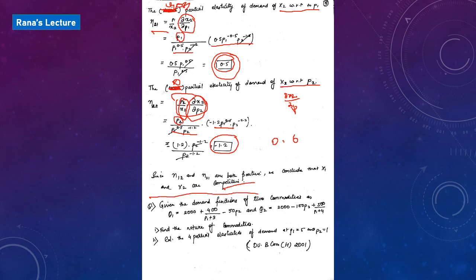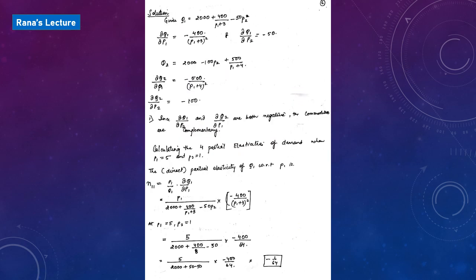Now the next question is, given the demand function for two commodities as Q1 is equal to 2000 plus 400 by P1 plus 3 minus 50 P2 and Q2 is equal to 2000 minus 100 P2 plus 500 by P1 plus 4. You have to find the nature of the commodities and calculate the four partial elasticities of demand at P1 is equal to 5 and P2 is equal to 1. This is something new in your question. You know how to calculate this, right?